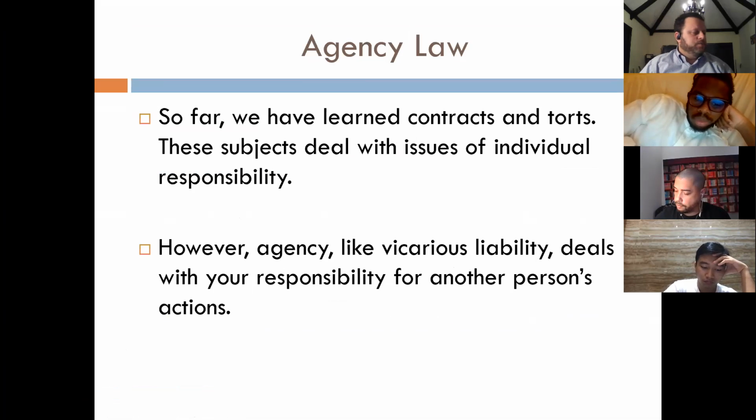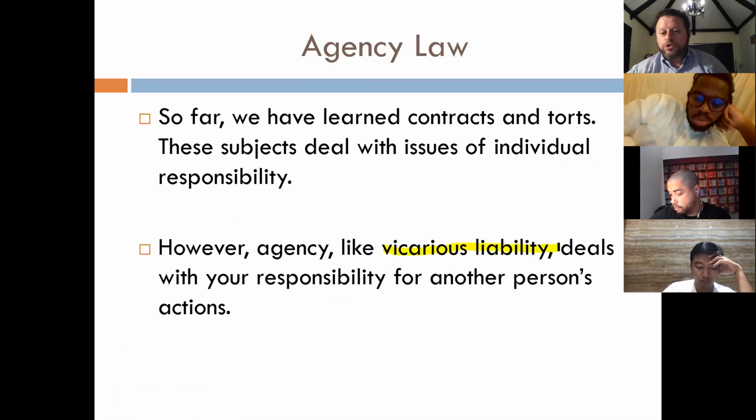Now, agency is more like vicarious liability. It deals with responsibility for another person. And towards the end of this, we will actually review vicarious liability because you will need to know that for the final, even though that was part of torts. And I won't test you on much of torts.